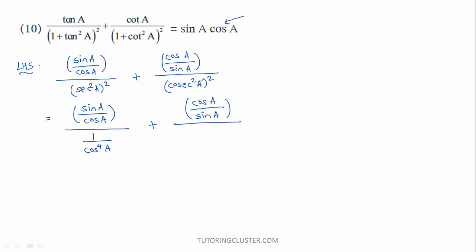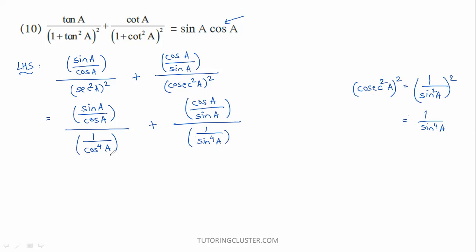What is cosec square A? See, if you are not getting it, cosec A is nothing but 1 upon sine A. So what will be cosec square A? It will be 1 upon sine square A. Now, if I have to take the square, it will be 1 upon sine to the power 4A. Okay, so now you can cancel 1 cos, here it will be 3. You can cancel your sine, it will be 3.